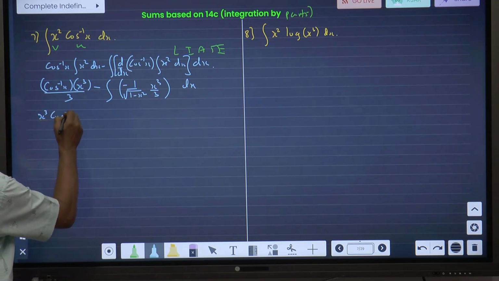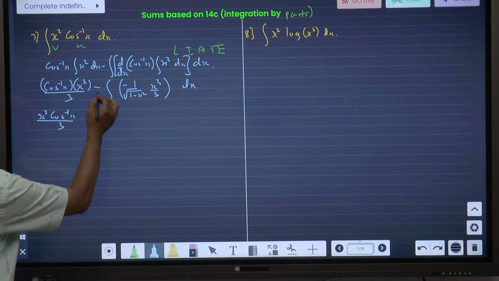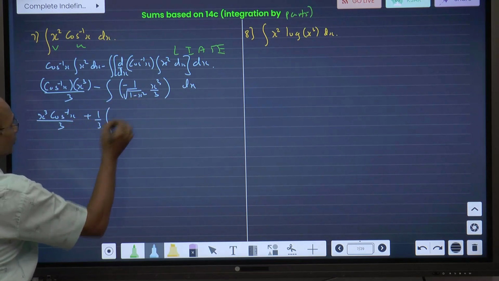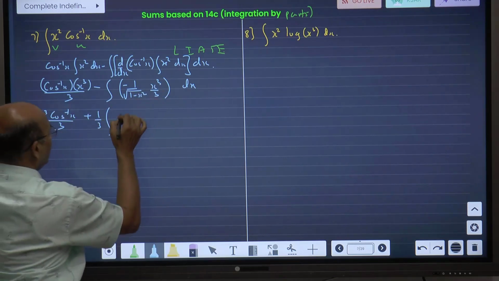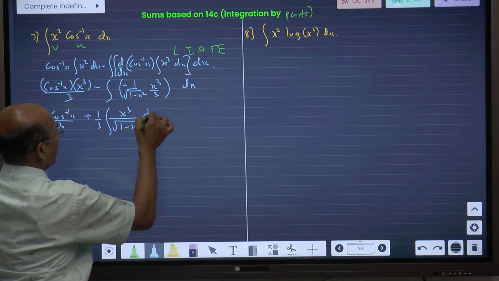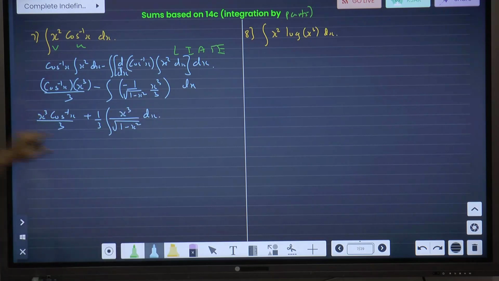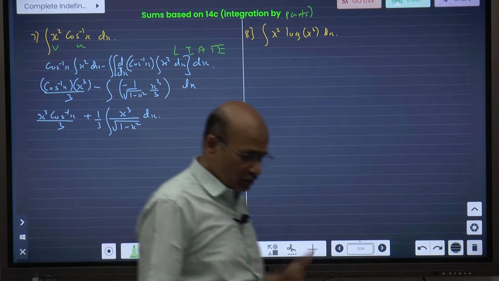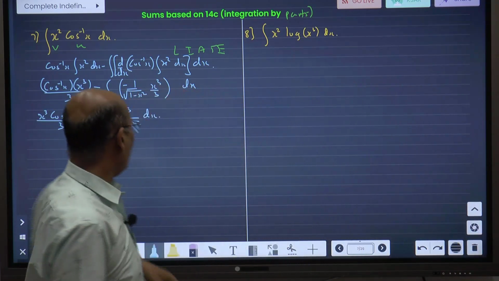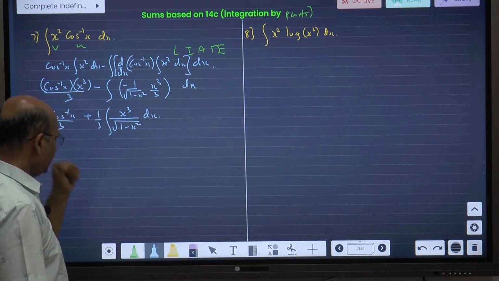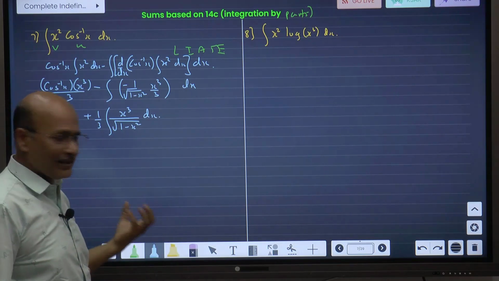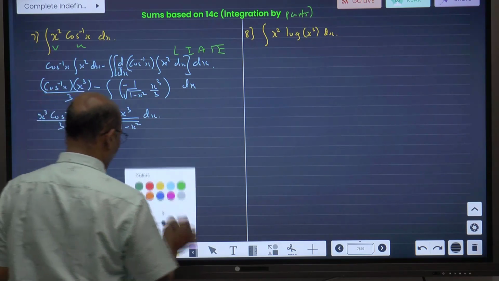x cube cos inverse x upon 3, minus of minus I can write as plus sign, 1 by 3 I can take outside, any number you can always take outside. It is x cube upon root of 1 minus x square dx. Now once an integration sign comes into the picture, you have to think about what technique you can apply for that particular thing. So here, long division is out of question, but there is a root format here. So substitution can be a game changer. Now I am going for substitution.